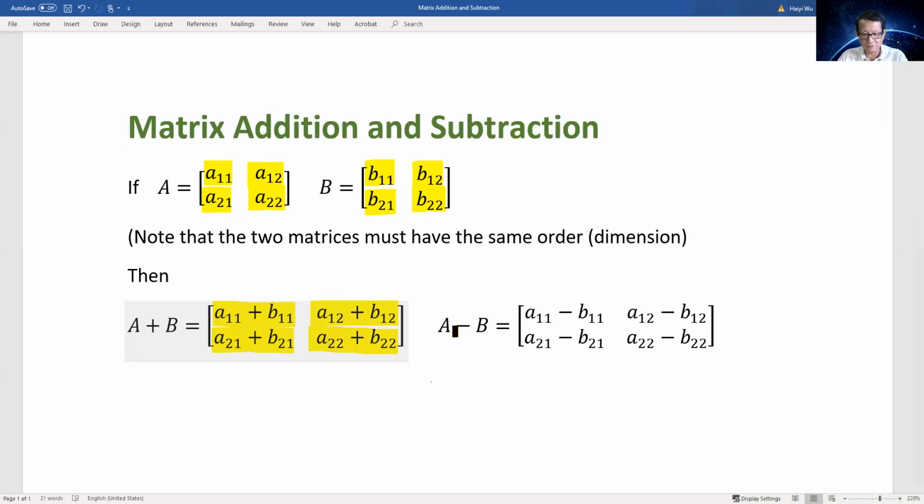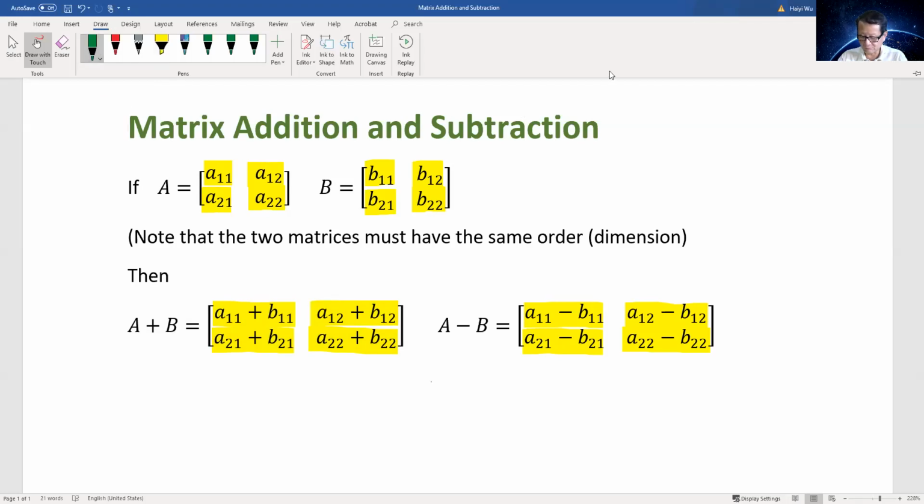And the same goes for subtraction: if we take away, we just subtract the corresponding elements, same position, same row and column. So that's how we add and subtract two matrices. So let's have a look at some examples. I'm going to draw some examples.